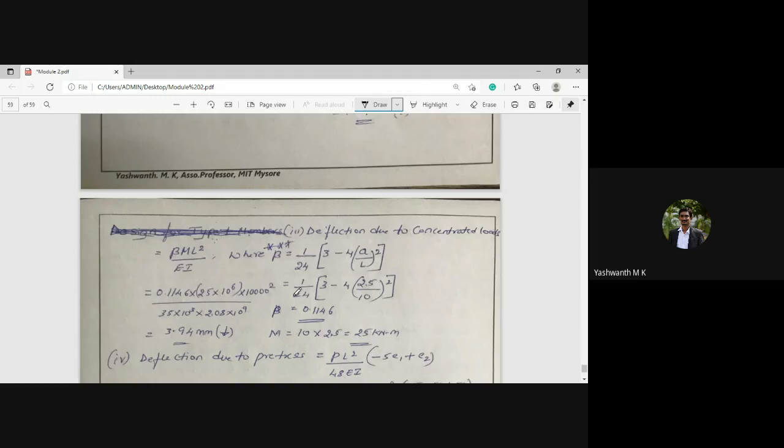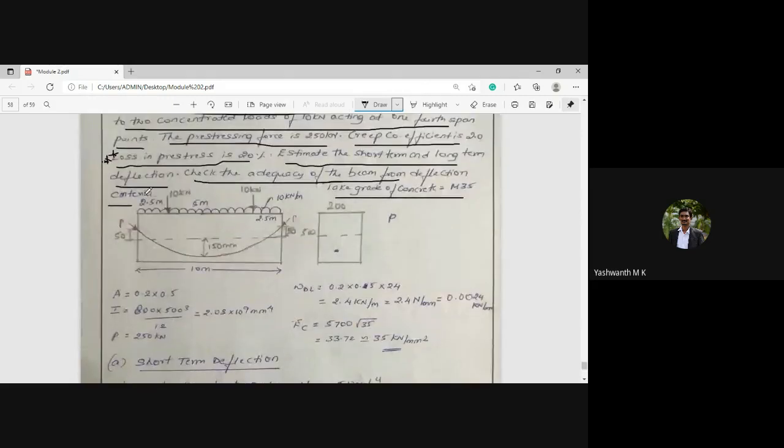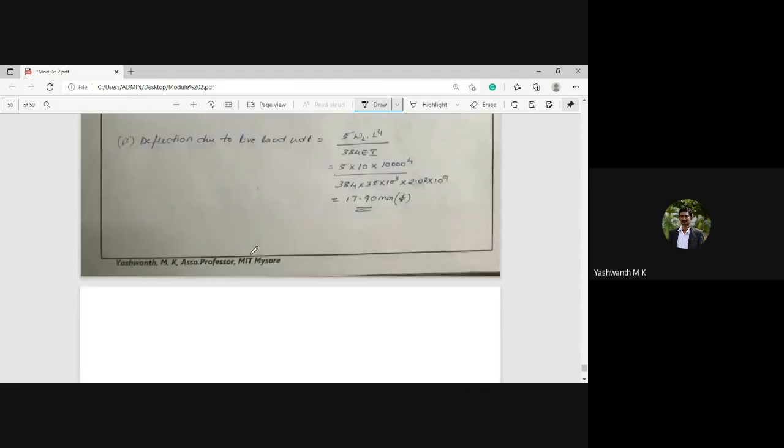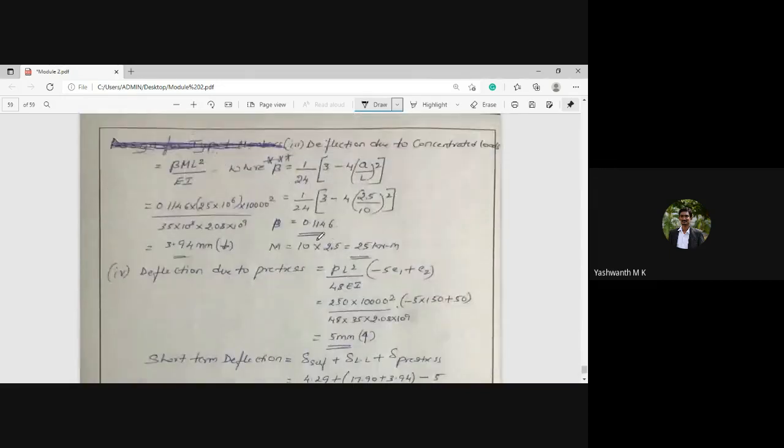Okay. That is 10 into. So you see here, the moment of a concentrated load, I'm going to consider the moment at this support. So that is 10 into 2.5, which is 25 kilonewton meter. So let me substitute that.